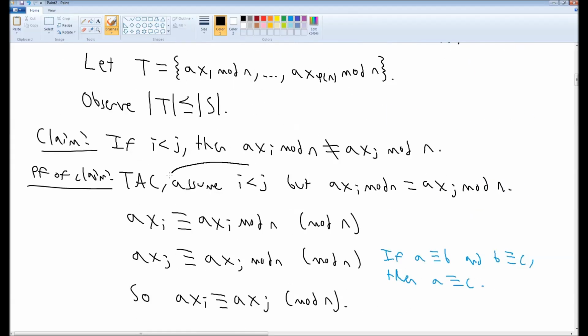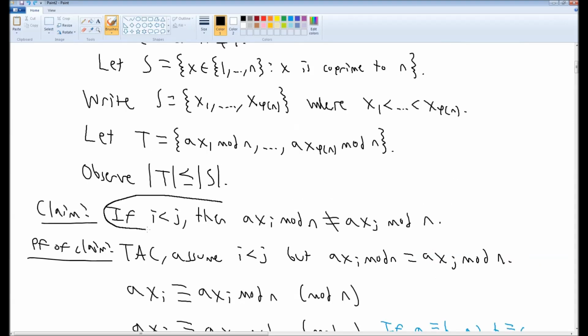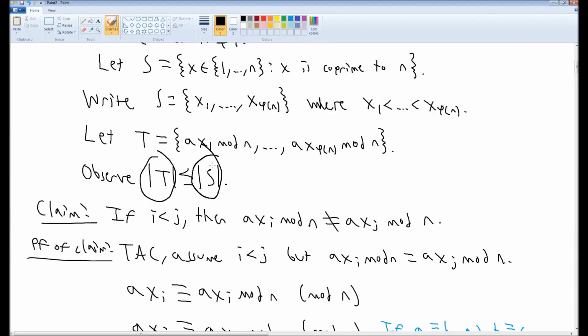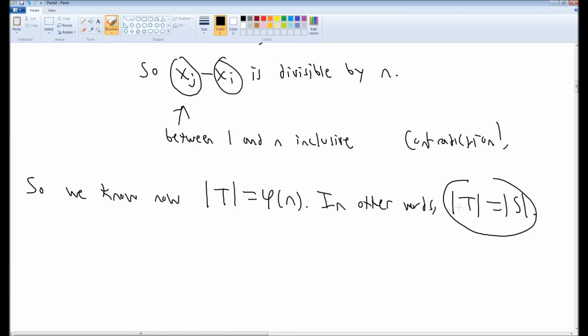Okay? So that means our assumption was wrong. So therefore, this is true. Whenever i is less than j, these guys are not equal to each other. Okay, so this claim is important because it shows that all of the guys in this set that we listed here are distinct. None of them are equal to each other. So what does that tell us? That tells us that T has exactly phi of n elements. So in particular, T and S actually have the same number of elements now, which is stronger than what we said earlier. So we know now that the cardinality or size of T is exactly phi of n. In other words, T and S have the same size.